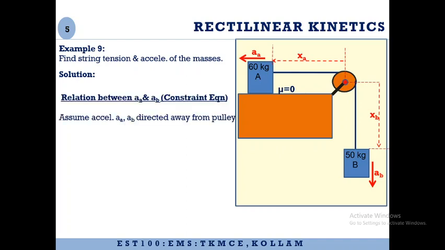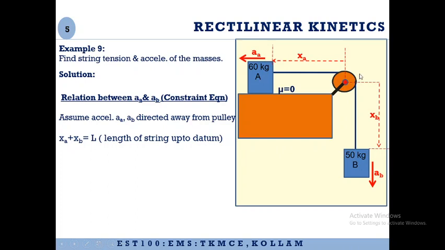Now if you try to write the constraint relation, the first term is XA, the second term is XB, equal to the length up to the datum. So the first term is this distance XA, plus the second term, this distance XB. This is equal to the length up to the datum. We are not considering this distance because it is a fixed distance.